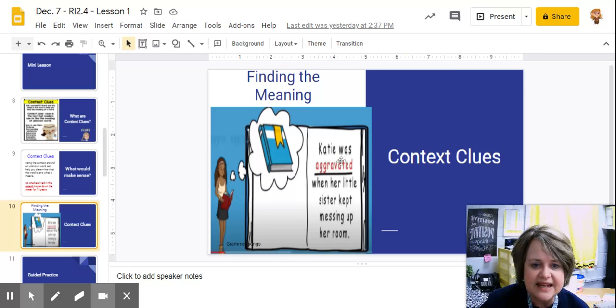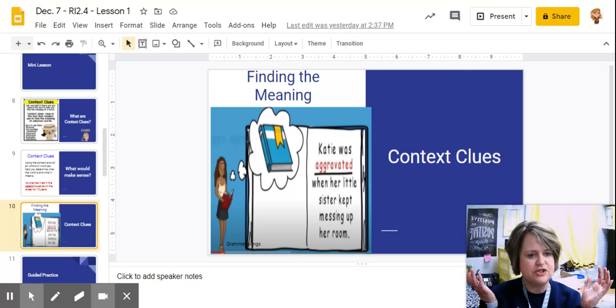So it says Katie was aggravated. Aggravated is highlighted, underlined for us. So that is our vocabulary word. She was aggravated when her little sister kept messing up her room. What does aggravated mean? Let's look before aggravated. Katie was. Does that give us information?